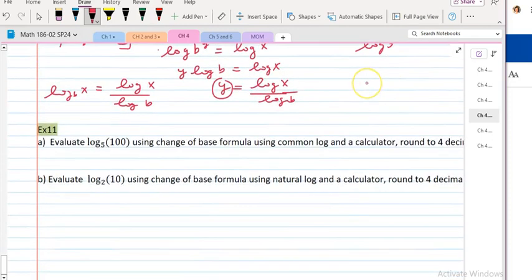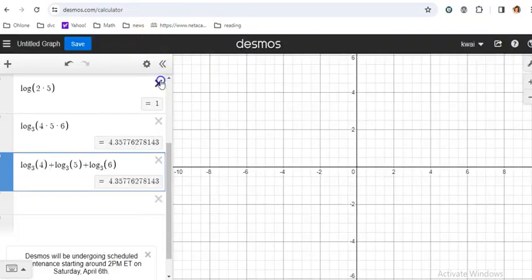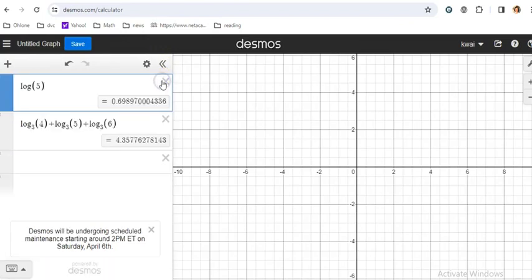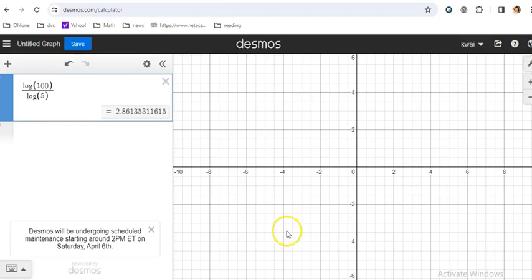Okay. 11. Evaluate log base 5 of 100. So I would do log 10 of 100 over log 10 of 5. Round to 4 decimal places. So put in the decimal calculator. Free up some space first. Log base 10 of 100, that's 2, over log 5. 2.8614.